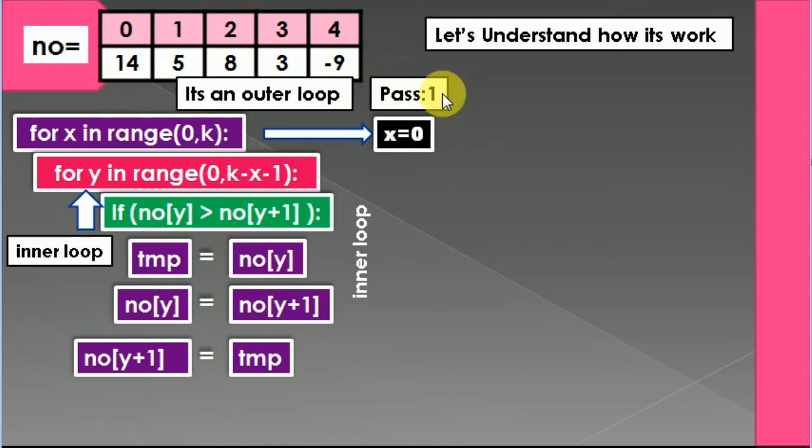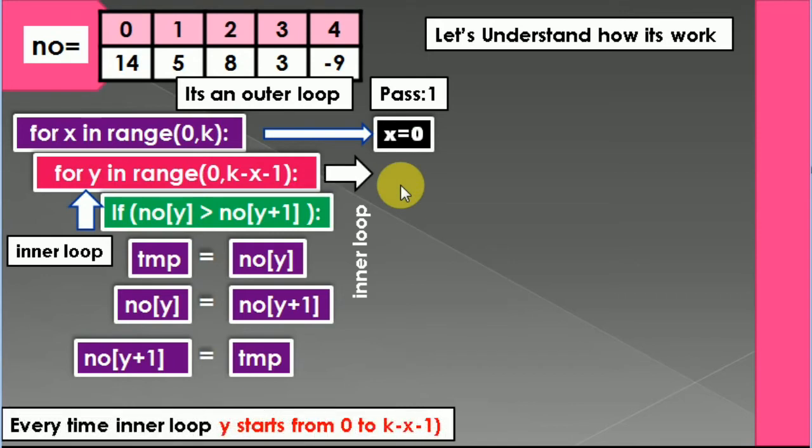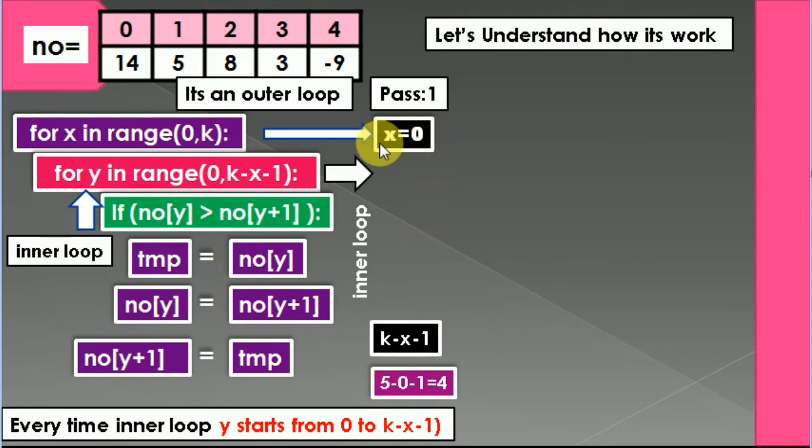When pass 1 is started and the value of x is 0, the inner loop is going to work from y, starting from 0 to k minus x minus 1. So what is the value of k minus x minus 1? It is going to be like this. 5 is the value of k, total 1, 2, 3, 4, 5, that is the length of the list, minus the starting value of x, which in pass 1 is 0. 5 minus 0 minus 1, that means 4.